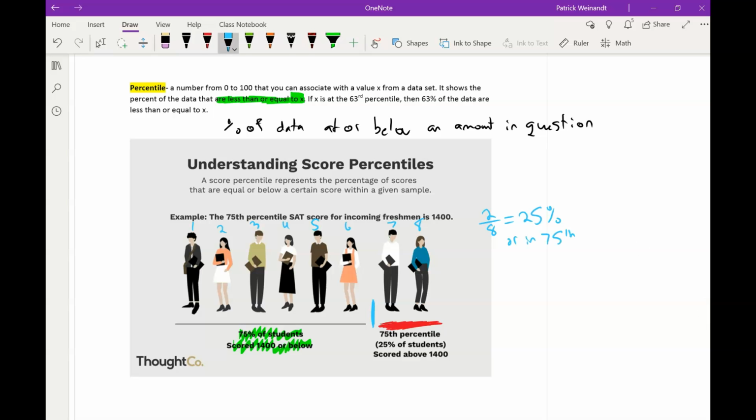Because 75% of students scored 1400 or below. So really, I would say that diagram is almost more confusing, but to clarify, these kids are in the 75th percentile because 75% of the students scored below the 1400. So we can assume these kids got at least 1400 or above, these two students here.